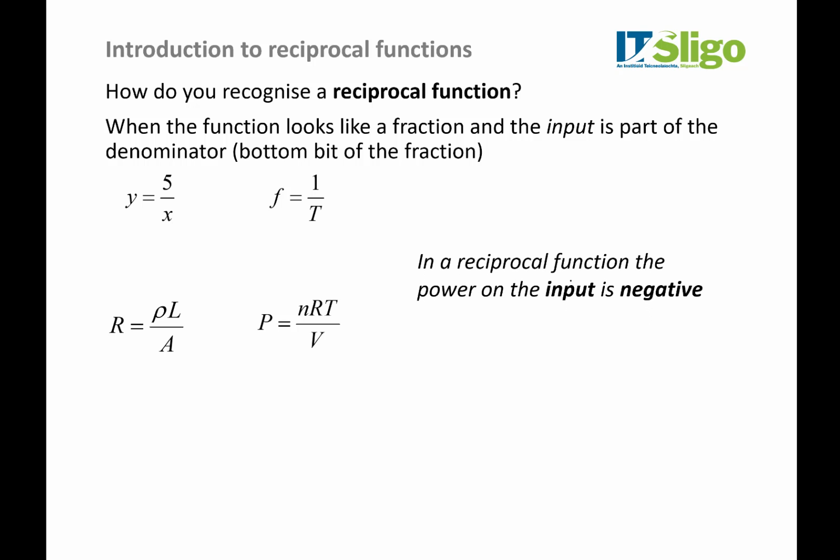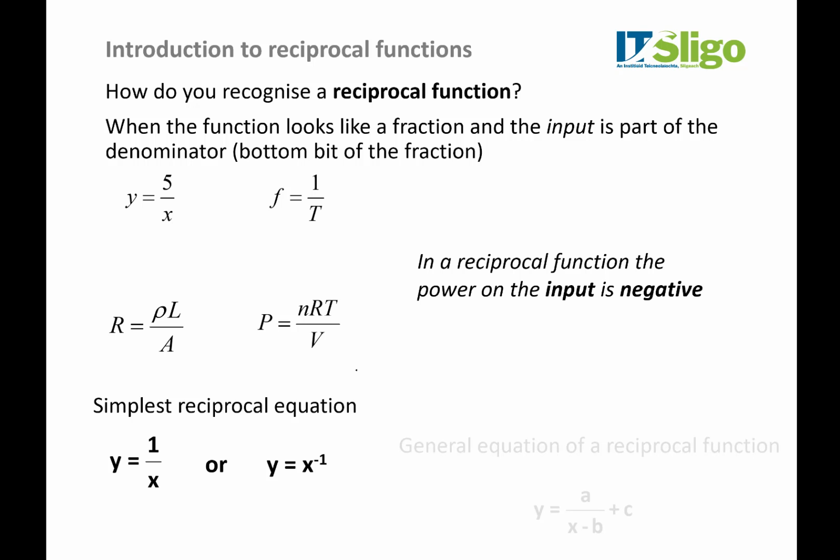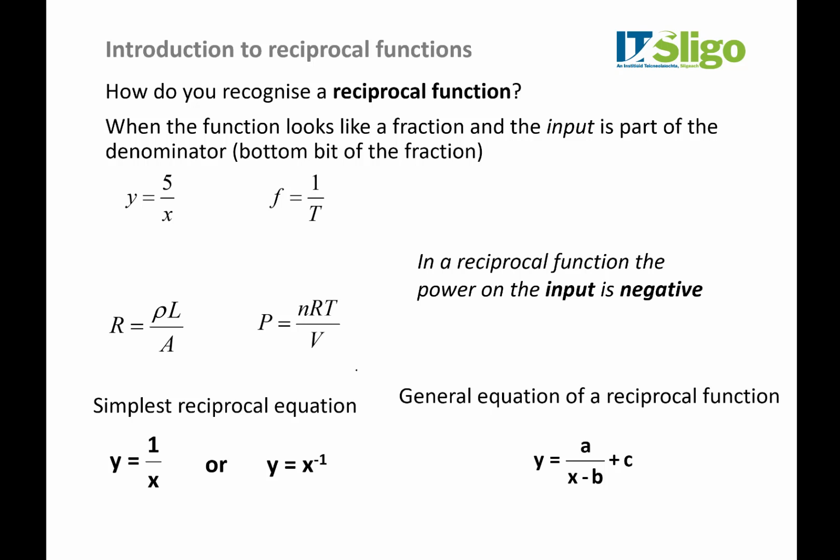In a reciprocal function, the power on the input is negative, so this last thing could be written like that, this one. So the simplest reciprocal equation can be written like this. And then there's the general reciprocal equation, which has the A, B, and C constants. We'll be working with this in the next lecture. So just make sure you're familiar with it, because you'd be expected to use it.